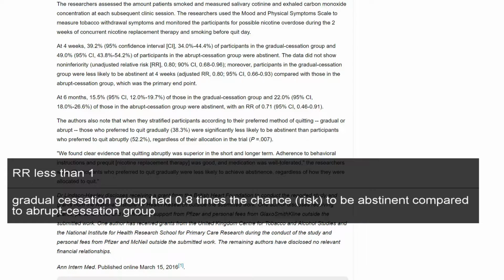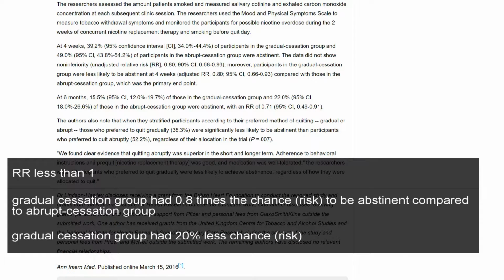That's quite a mouthful. To interpret that more easily, we can say the gradual cessation group had 20% less risk or chance to be abstinent compared to the abrupt cessation group, and we get 20% from 1 minus 0.8, and that equals 20%.